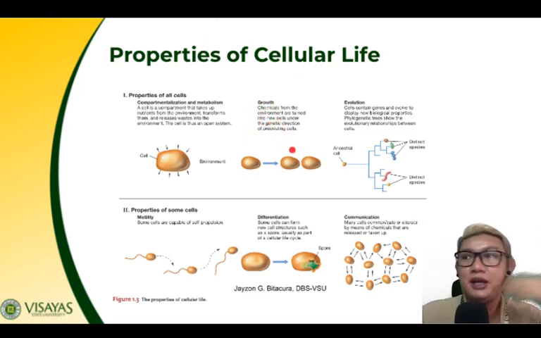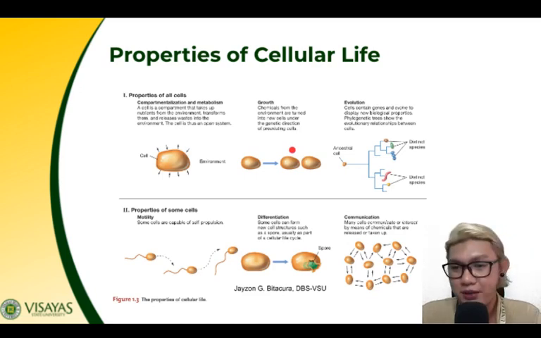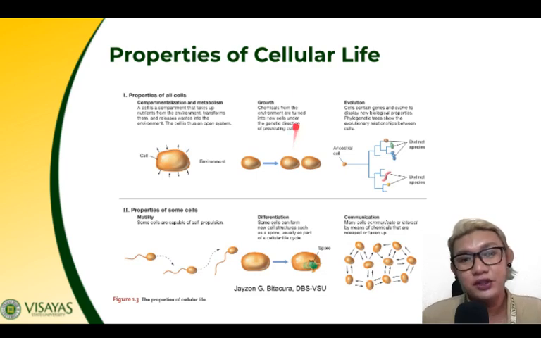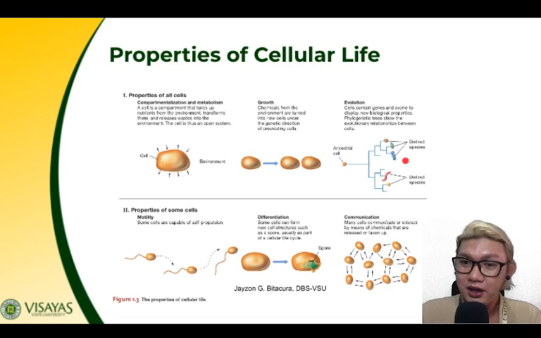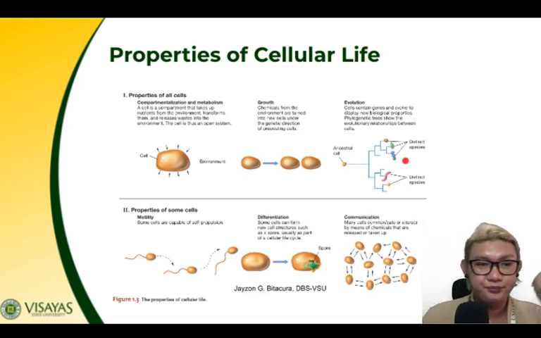It could be an increase in the size of cells, which is usual for eukaryotic cells, but for microorganisms, growth is more expressed as an increase in the number of cells. And evolution: all cells are capable of evolution because we have genetic material that dictates the future of our progenies.